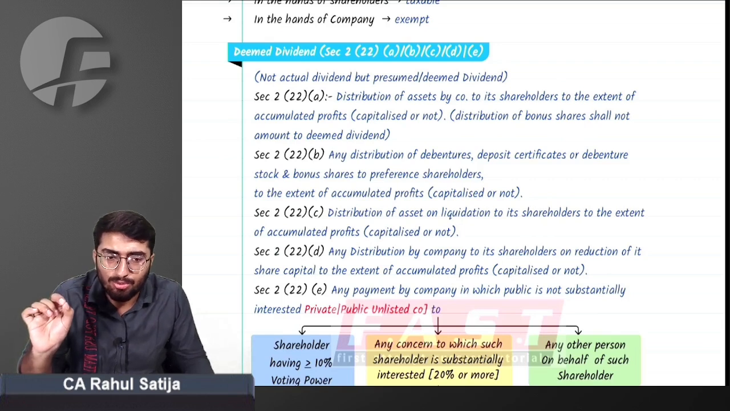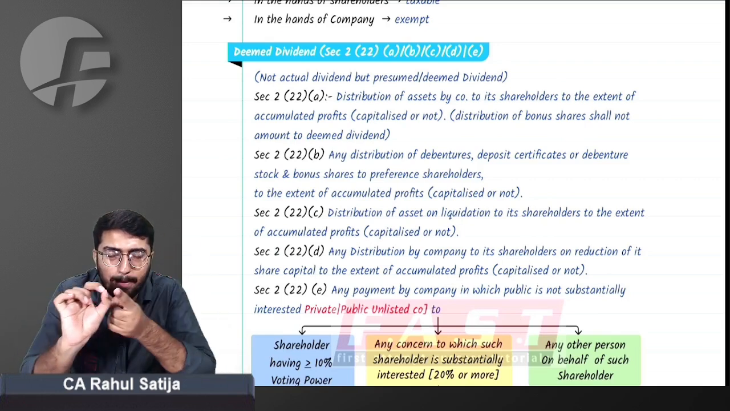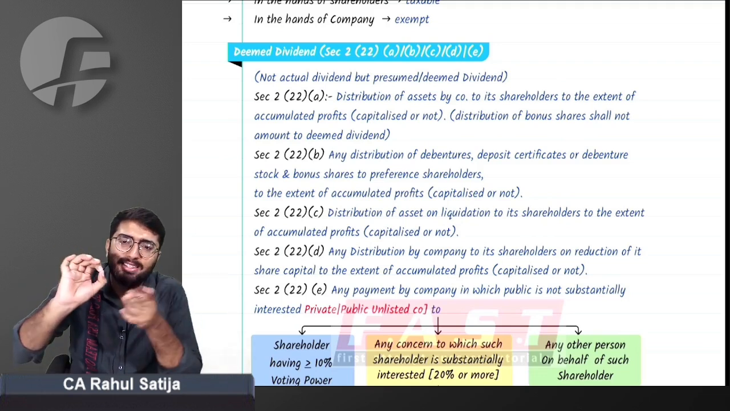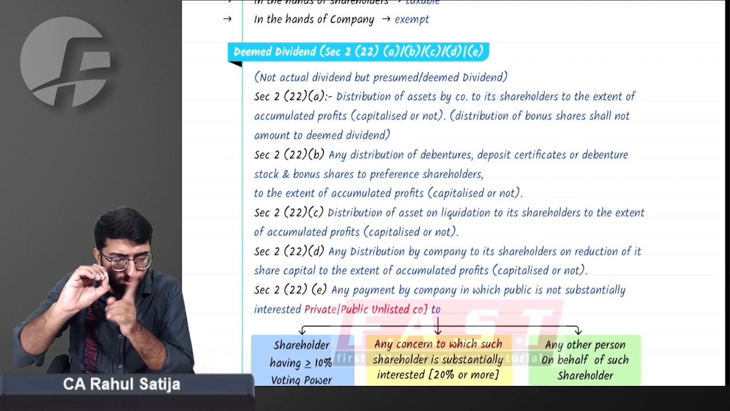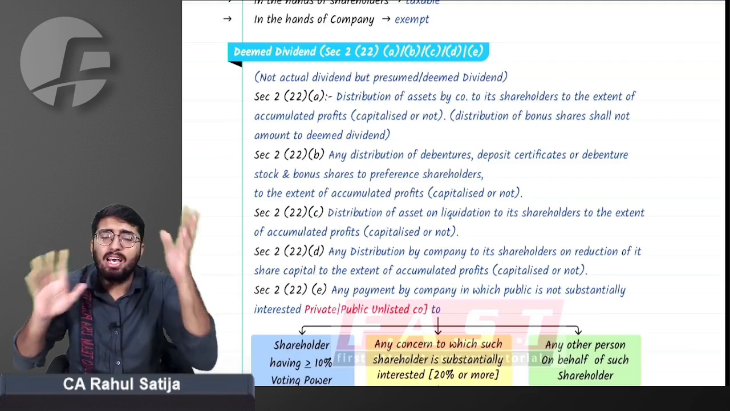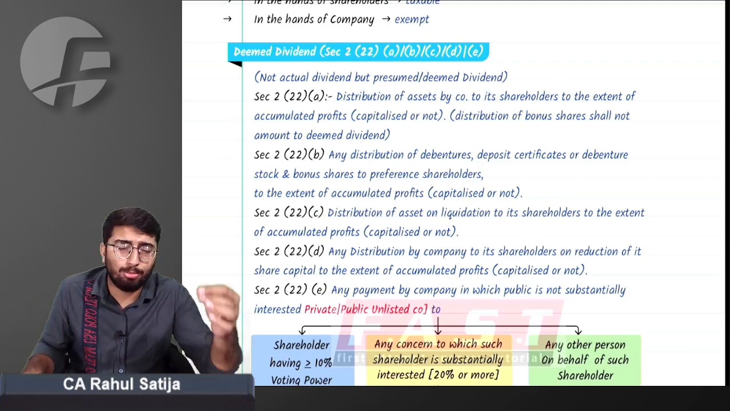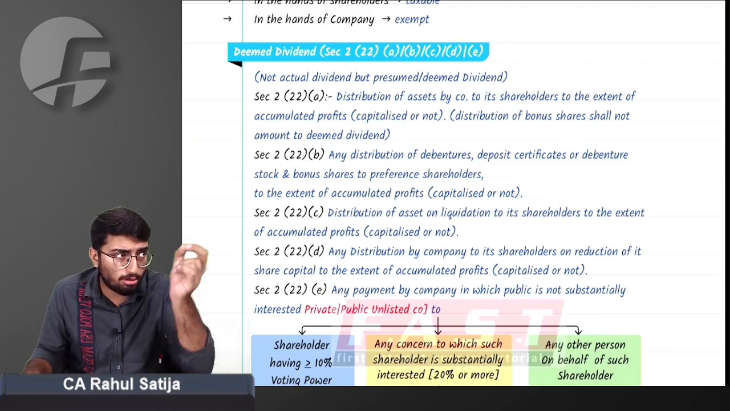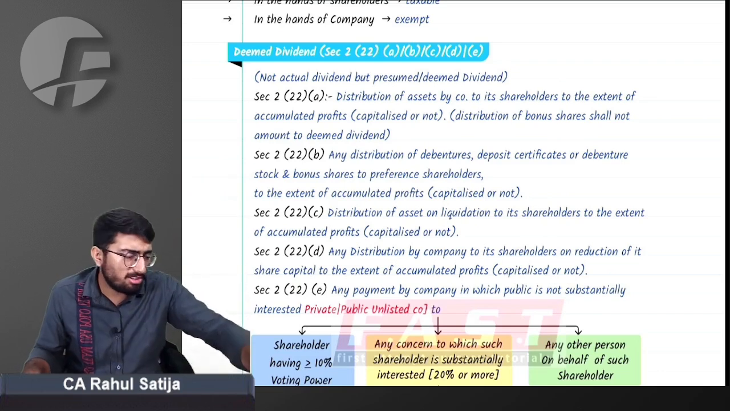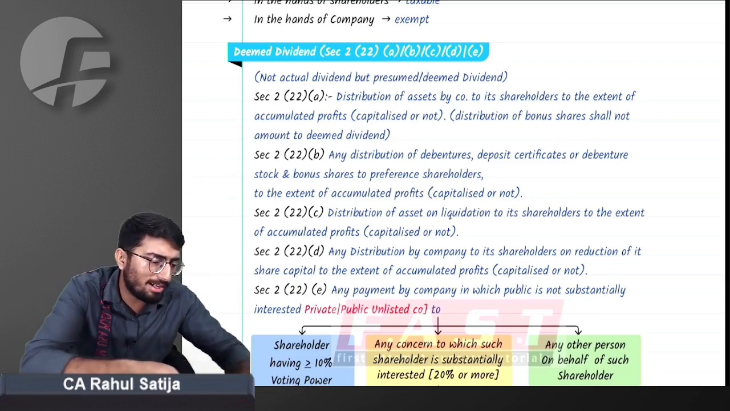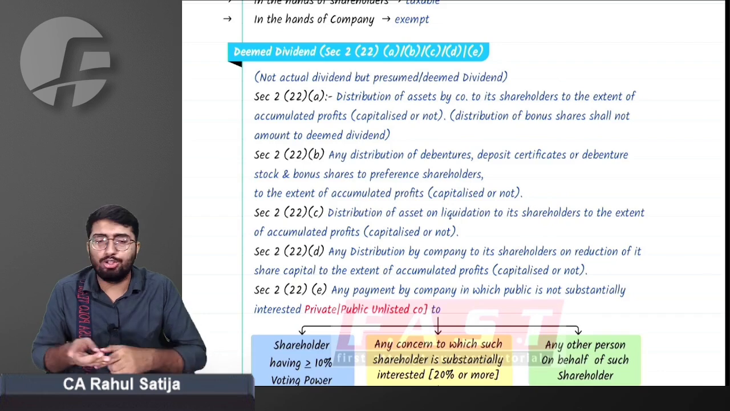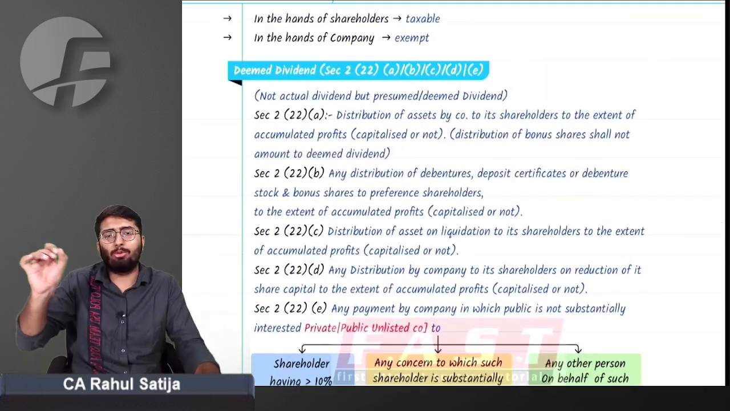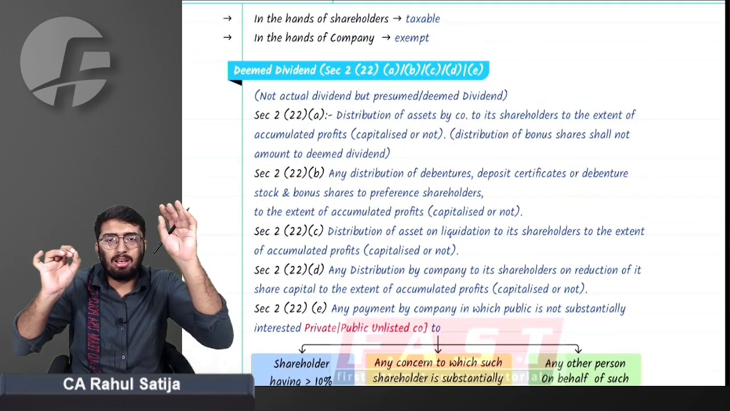Sir, if you use this and capitalize these reserves into share capital, can you do so? Can you capitalize the accumulated profits into share capital? Yes, sir, you can do so by issuing bonus shares. By issuing bonus shares, you can capitalize these accumulated profits into share capital. First of all, do you agree with me? Yes, sir, we can definitely capitalize our accumulated profits into share capital.